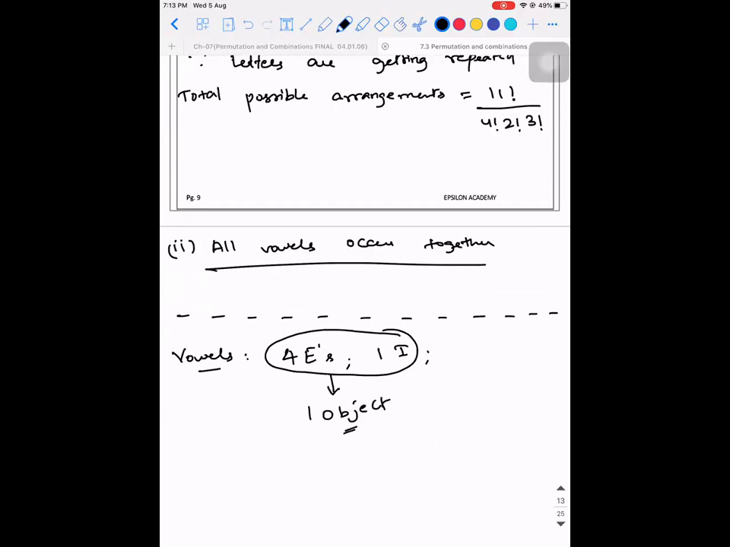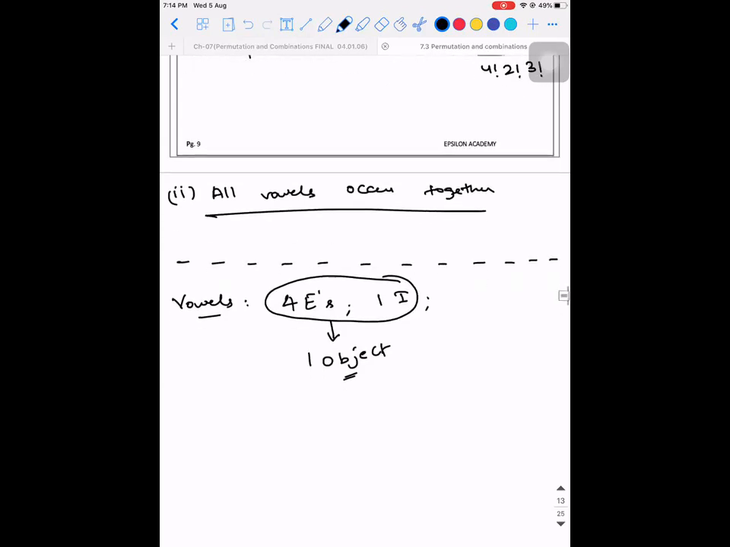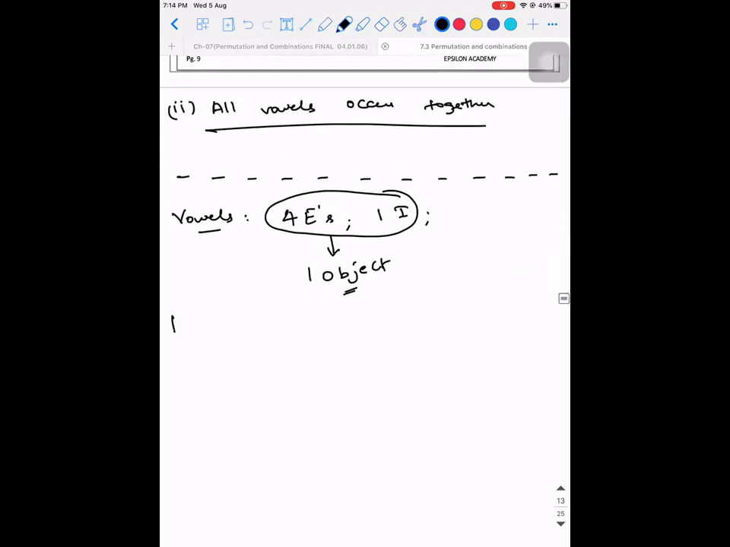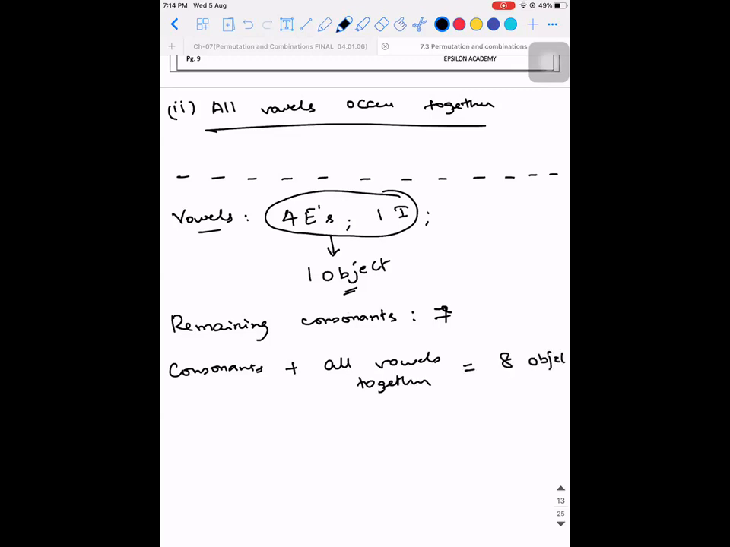Then how many letters are left out in my hand? 6? Sorry, 7. So out of the 12, I have removed 5 only. So I have 7 consonants and these 5 vowels put together as one object. So totally how many objects do I have? 8. Yes. So remaining consonants are 7, so consonants plus all vowels together will be treated as 8 objects.